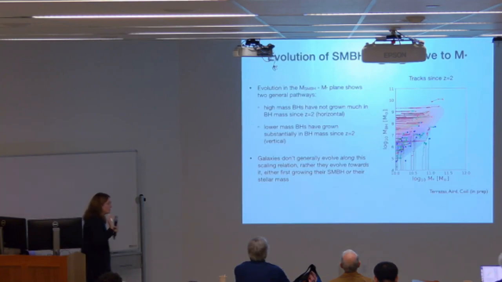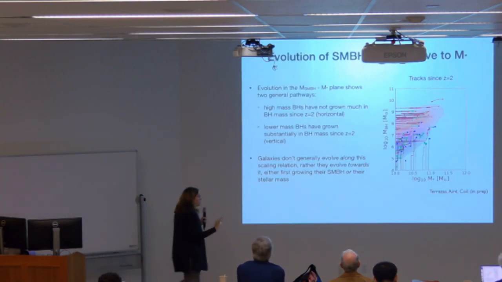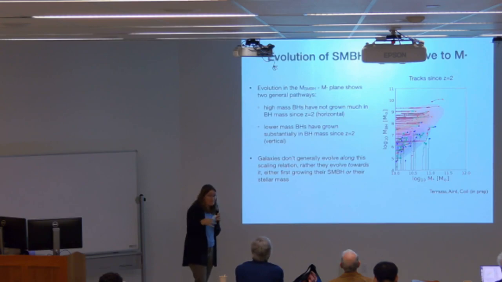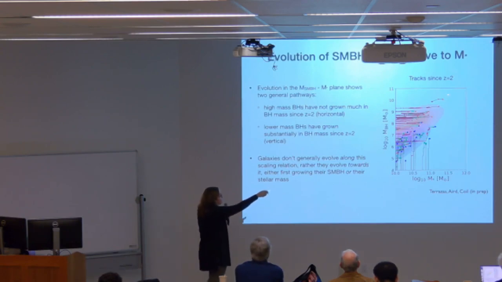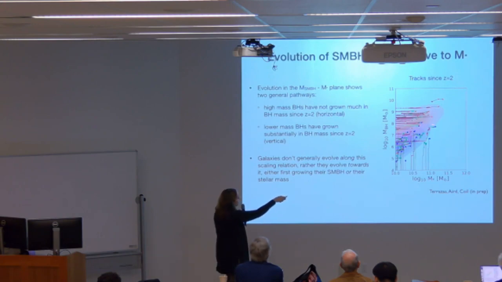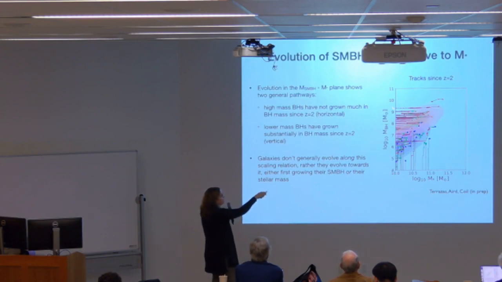Okay, if we look at growth histories or evolutionary tracks of individual galaxies in this space, so this is the black hole mass versus the stellar mass, the bigger points are redshift 0. If it's red, it's quiescent. If it's blue, it's star forming. If it's green, it's green valley at redshift 0. And then the lines show you going back to redshift 2, how the galaxy evolved since redshift 2.